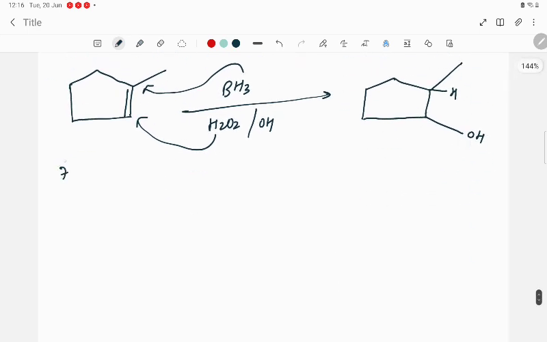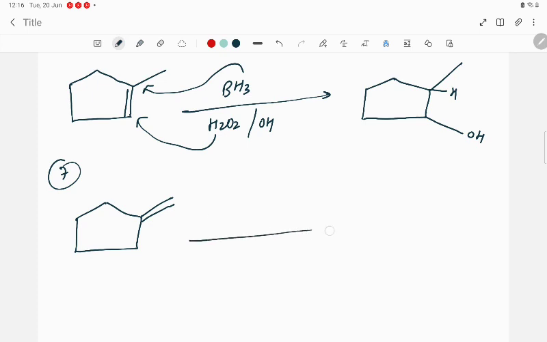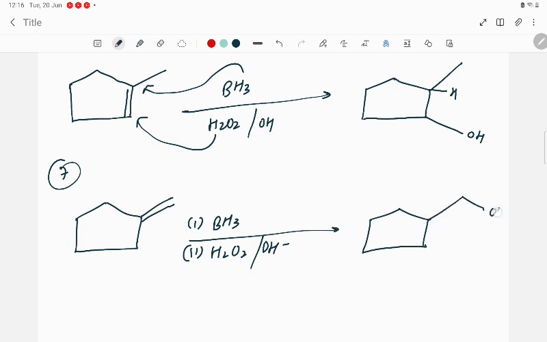Now let us move on to problem number 7, student. Dear student, suppose you have a quite different example, the double bond you can see here is on this position, student. So BH3 you are adding as the first condition, and the second condition is H2O2 in presence of what, student? OH minus. So where is the OH group going to be added, student? According to the anti-Markovnikov rule, the OH group is here, student, right? This is the product.